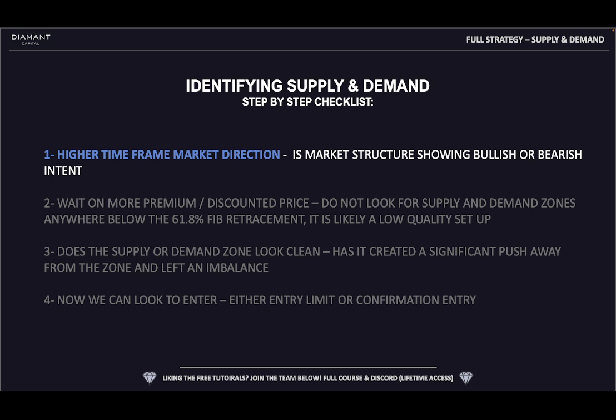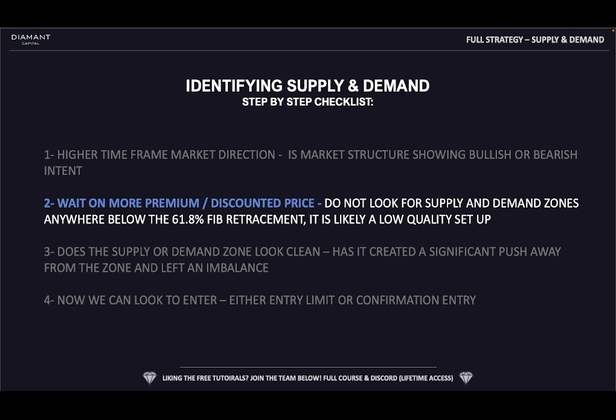So these are the main things we're going to look at, and firstly, it's going to be identifying supply and demand areas. Now, for me personally, the first thing that I always look at is that high time frame market direction. What I define this as is market structure. So pretty much we're going to be identifying on the high time frames, are we showing bullish or are we showing bearish intent? Secondly, we're going to be waiting on more premium or discounted price, obviously depending on which direction we are looking at.